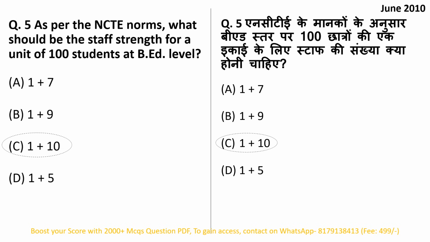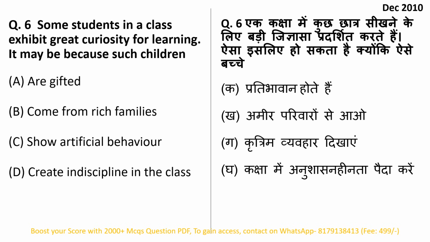C is the answer. Some students in a classroom exhibit great curiosity for learning. It may be because such children are gifted, come from rich families, show artificial behavior, or create indiscipline in the class. So you might have seen that there are a set of children who have an eagerness to know things. So because they are gifted, they want to know. They are gifted by God. This curiosity is something that is given by God to them.